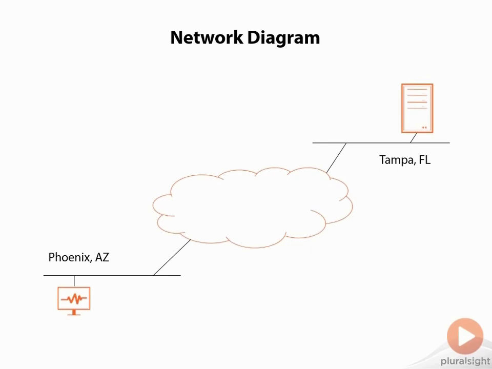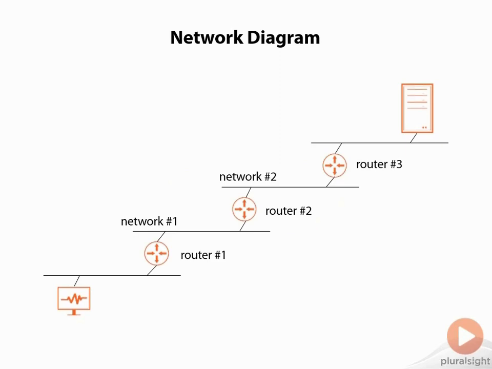Here we have two geographically separate systems, our testing system in Phoenix and the target in Tampa. Using Traceroute, we can discover the intervening network topology, which might look like this. In this simple example, Traceroute has identified 3 routers and 2 networks that were previously hidden from us. We of course already knew about the local and remote networks.